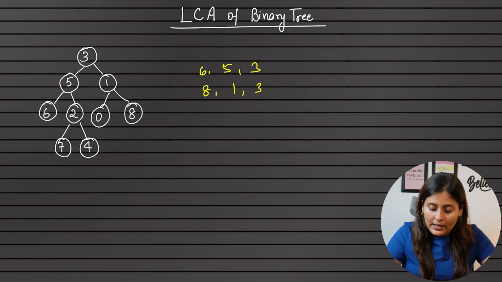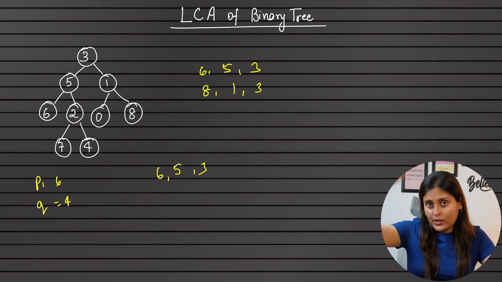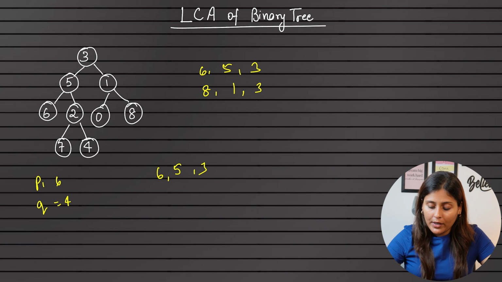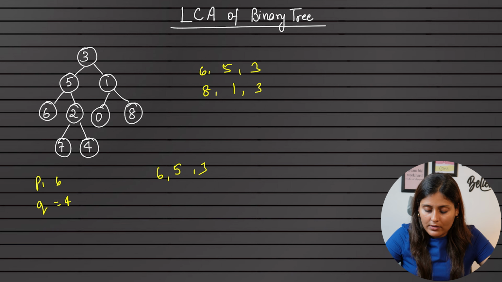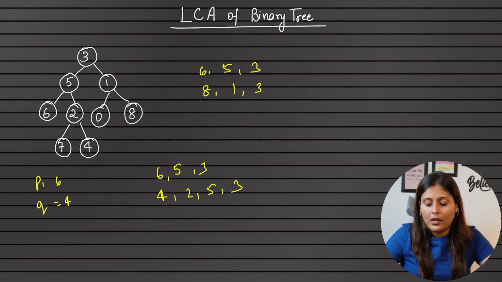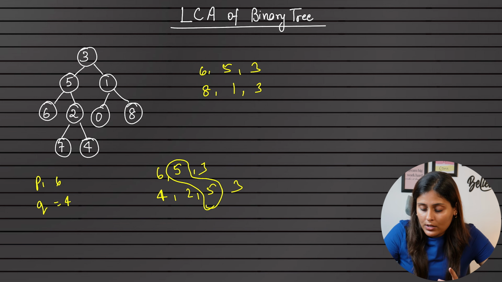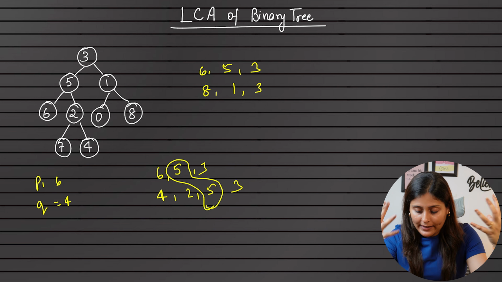Now similarly, let's see if P is 6 and Q is 4. So can I say 6, 5 and 3? We have to basically go till the grandparent, or whatever ancestor is available. And for 4, we'll write 4, 2, 5 and 3. Okay, so what was the first common? This is the approach, this is how we are actually thinking, right?